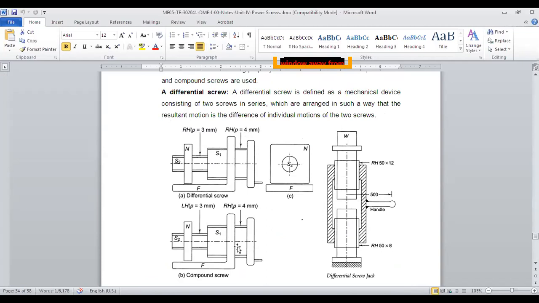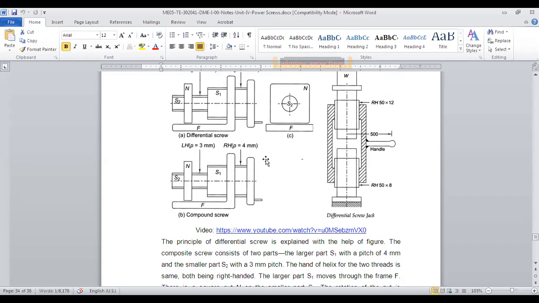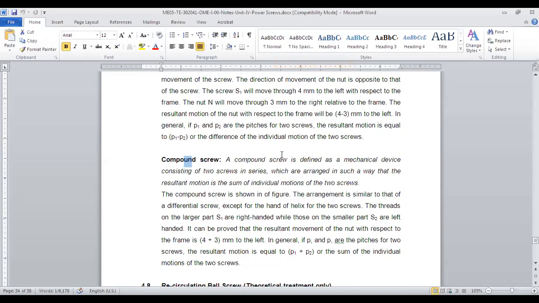So if the angle is opposite, right? If one is right-handed and one is left-handed, then it will add and we will have a compound screw. And if they are the same, then it will subtract and they will have a differential screw. Okay, so it is as simple as that, the concept of differential and compound screw.